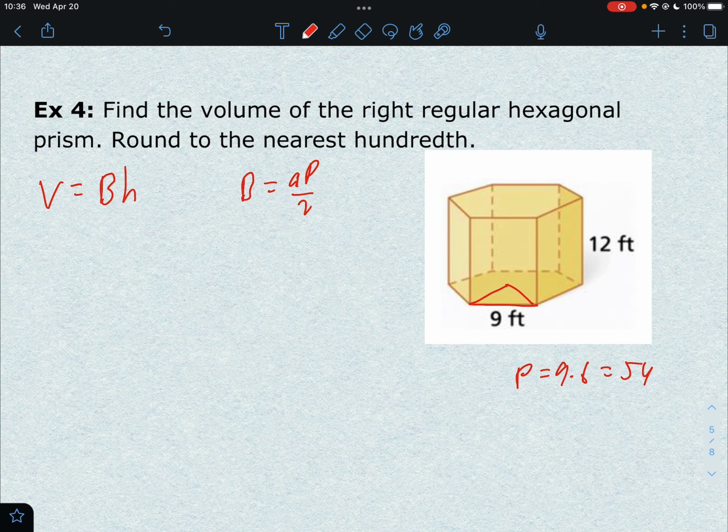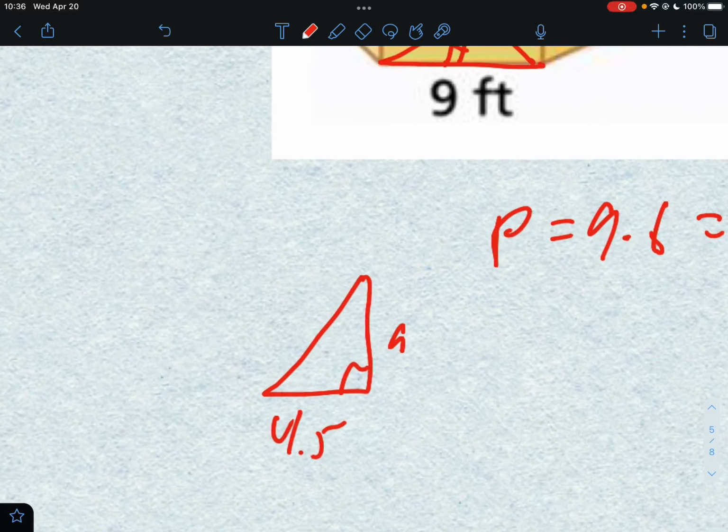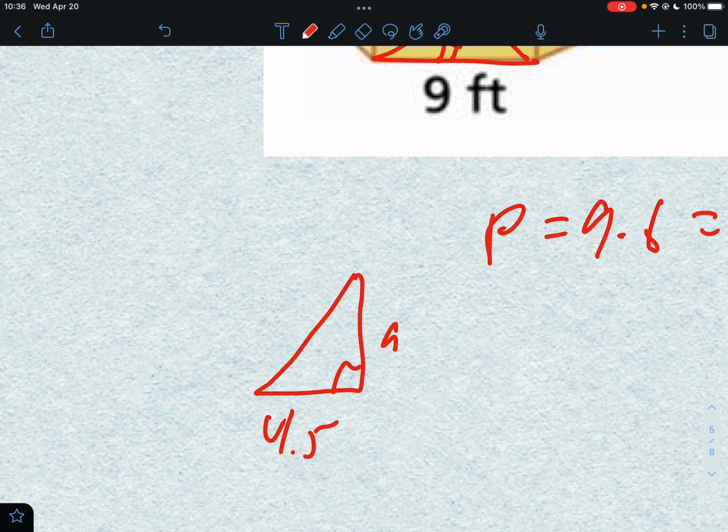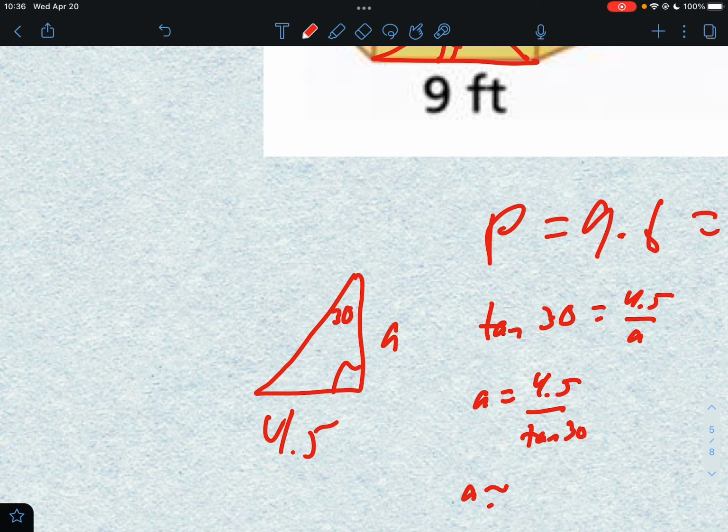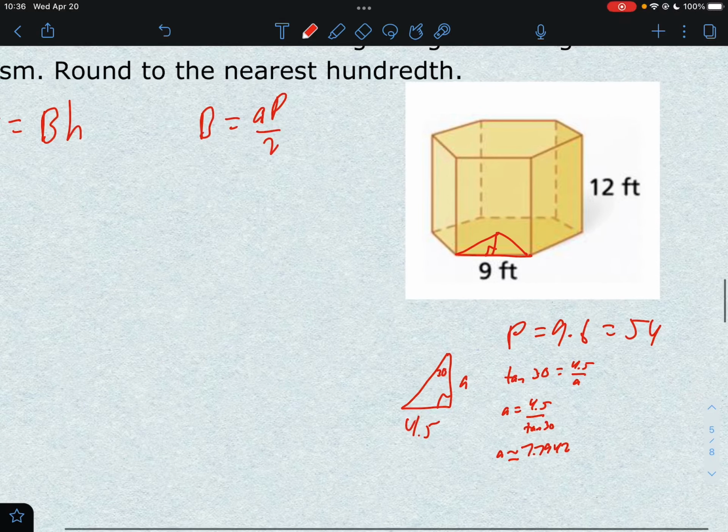So remember, we draw a triangle in here. This would be 4.5. This would be A. This is 90. 360 over 6 is 60, divided by 2 is 30. So this is 30. So we're going to do tangent 30 equals 4.5 over A, or A equals 4.5 over tangent 30. And if we type that into our calculator, 4.5 over tangent 30, we get 7.7942 for our apothem.